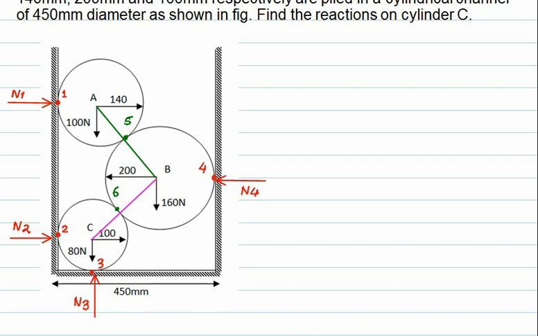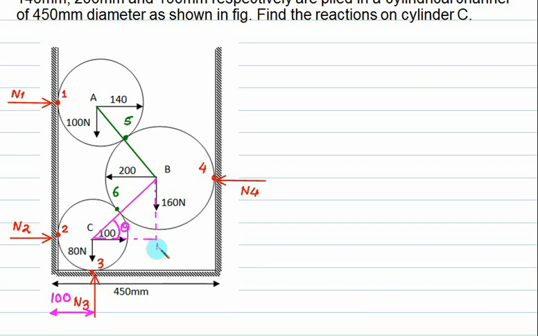Now to find the angle of this line, we drop a perpendicular from this point and draw a horizontal from this. This is the extension of this line, and we call this angle theta. Now, what is the radius of cylinder C? 100. So this distance is 100.